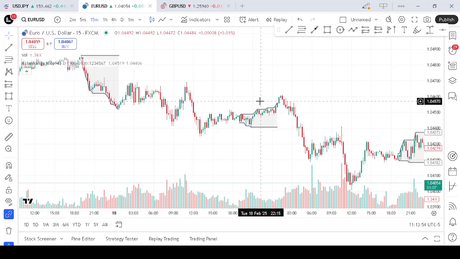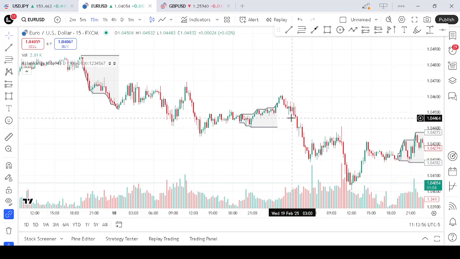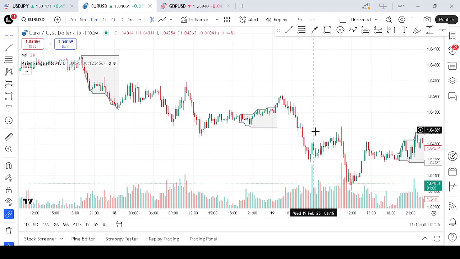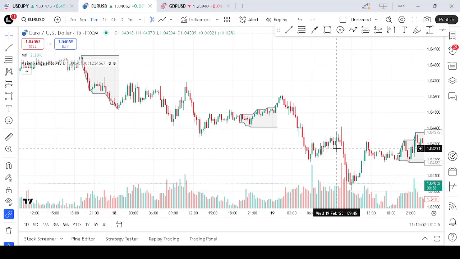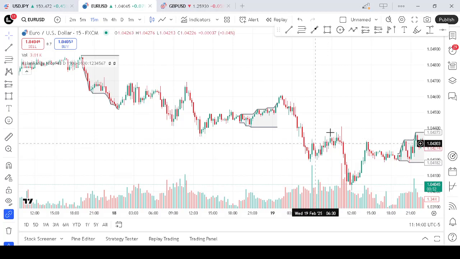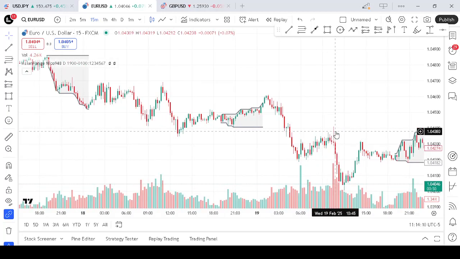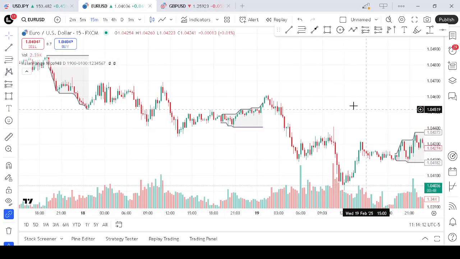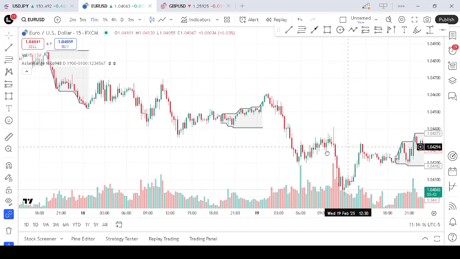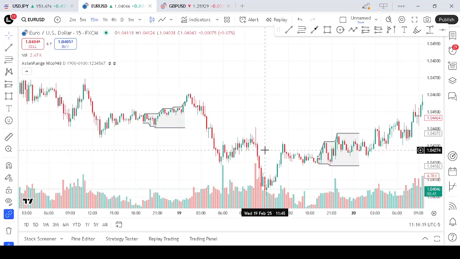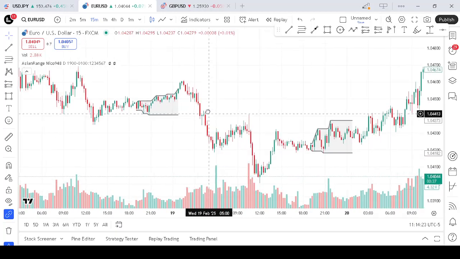To trade using the New York breakout strategy, you will need a structured approach that involves identifying key levels, waiting for a breakout, and managing your trade effectively. Let's break this down step by step. First step is identifying your key levels. The first step is to identify the key support and resistance levels formed during the London session.